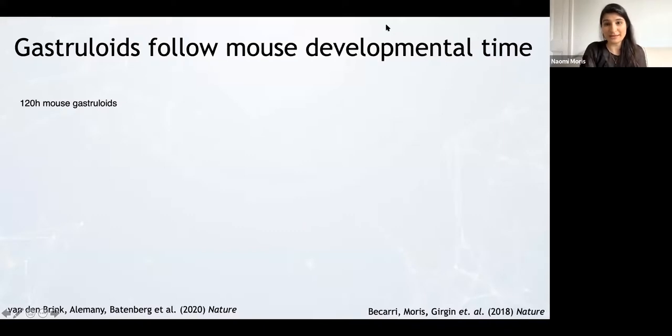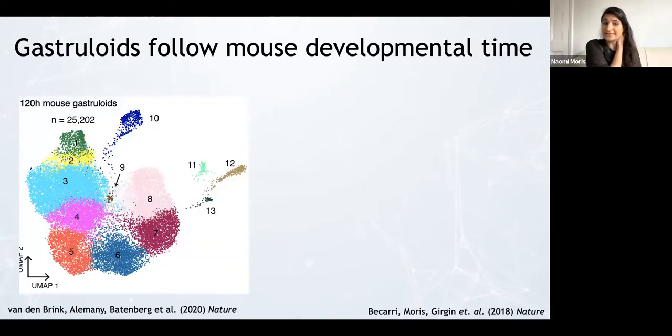So we've done a lot of work really characterizing this system and whether it's a useful system and how similar it might be to the actual in vivo mouse embryo. So one of the things we've done is single cell RNA sequencing of these mouse gastruloids at late time points. We go up to about 120 hours, so 4 days-ish, of culture of these in vitro systems, and we can look at the different cell types that are in our system at that time.